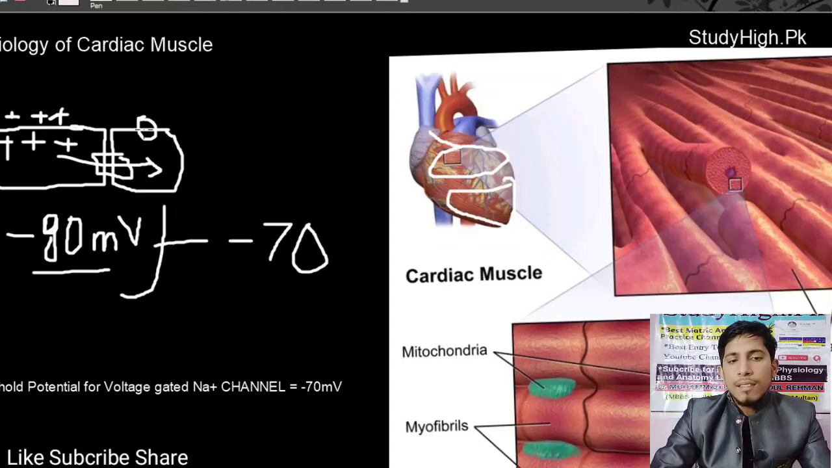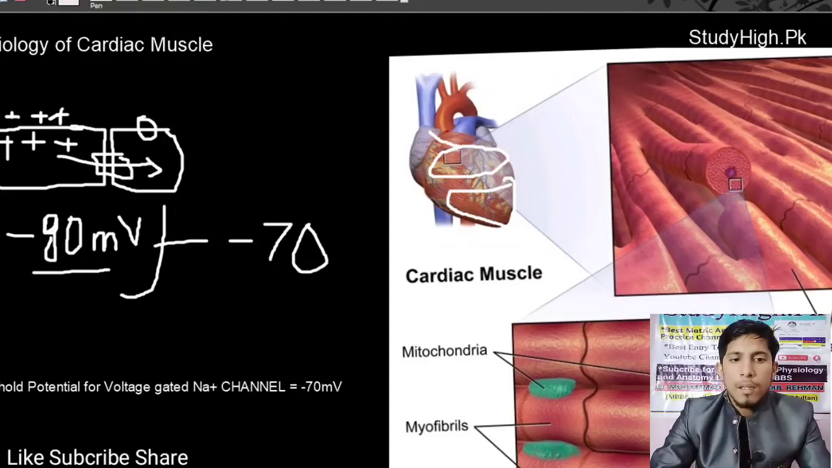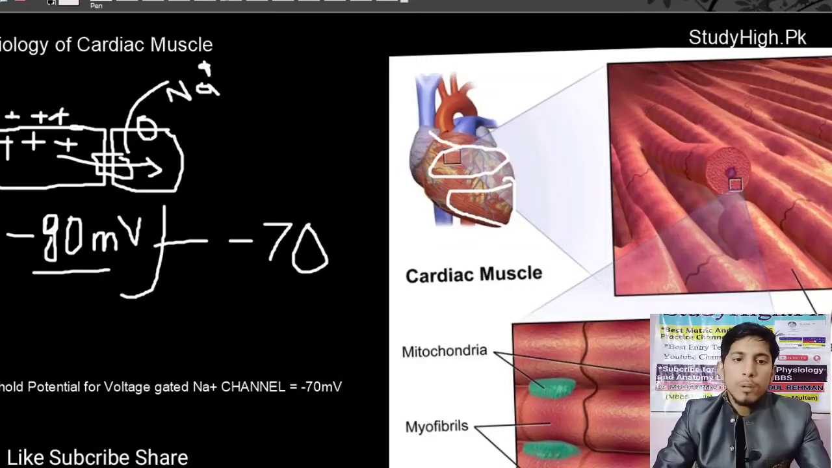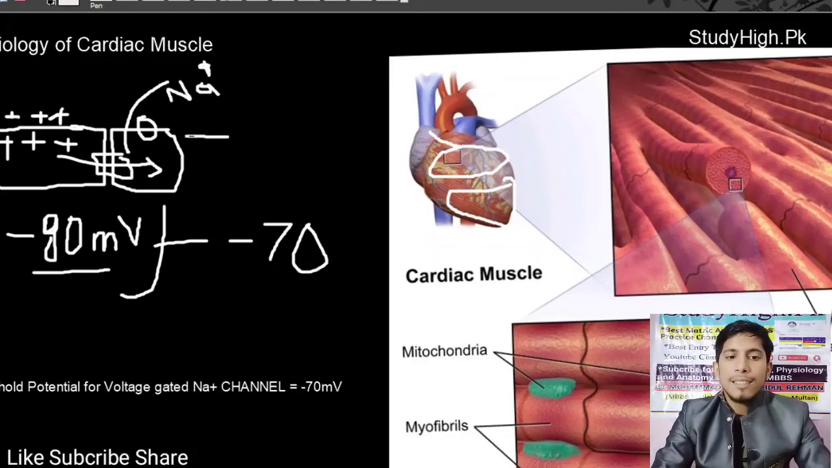When voltage-gated sodium channels open, a large number of positive sodium ions present in the extracellular matrix of this cell will start moving inside. When a large number of sodium ions move towards the inside of this cell, it will also be depolarized. Action potential has been transferred from this cell to this cell, and its membrane potential will also reach plus 20. And this is further connected to the other cell of cardiac muscle through the intercalated disc.